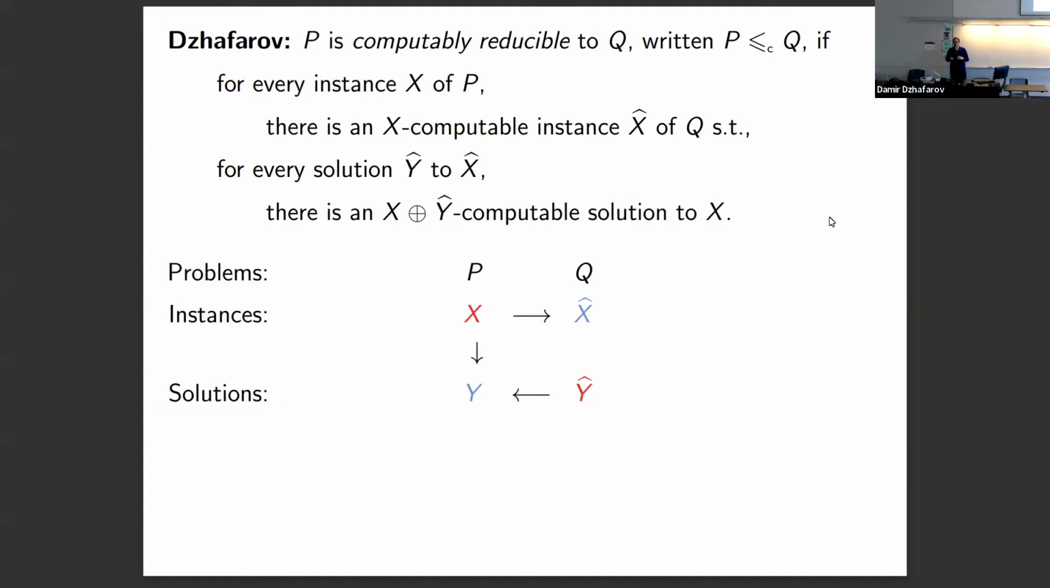So the arrows are computable. That's what makes a computable reduction. I can computably find an instance of Q such that, from any solution of that, I can then computably produce a solution of P. So I think it's a very reasonable notion of reduction.